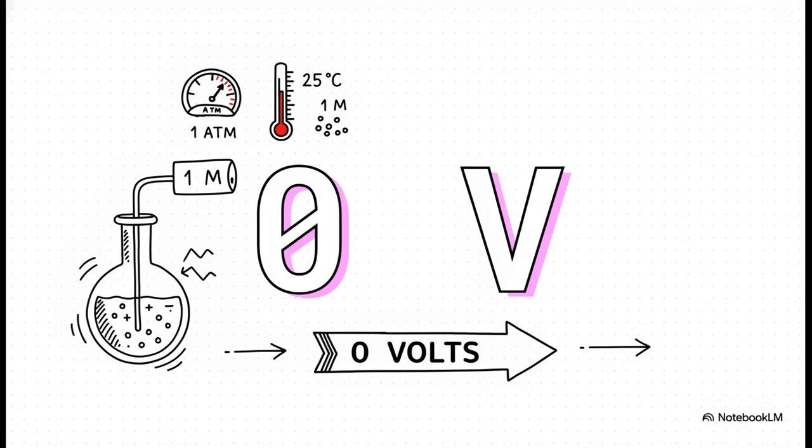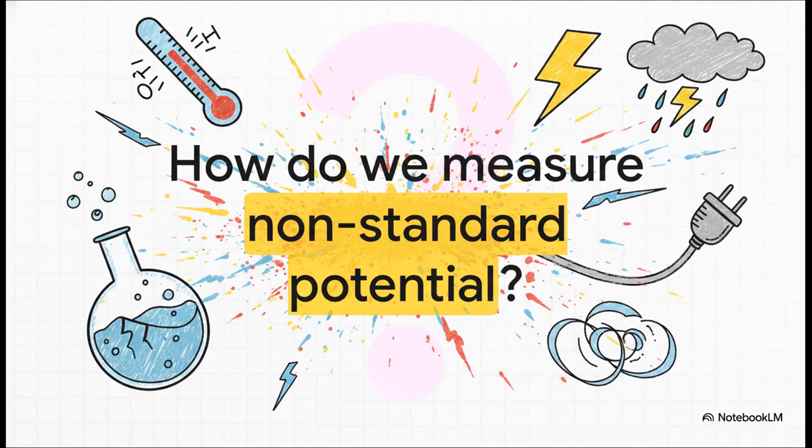But here's the thing, it only sits at 0 under super-specific standard conditions: a 1 molar concentration, 1 atmosphere of pressure, and a perfect 25 degrees Celsius. It serves as this dramatic 0 point from which all other chemical voltages are measured. But obviously, real life is messy. It rarely happens in a perfectly climate-controlled lab at exactly 25 degrees Celsius with a 1 molar concentration.